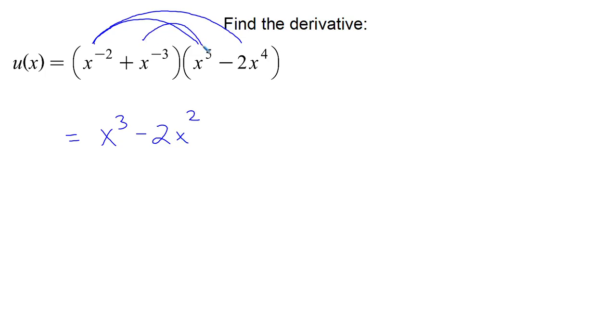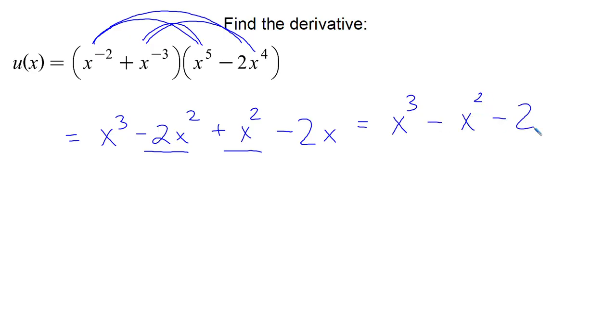When we do x to the negative 3 times x to the 5th, we'll just, again, add the exponents. So plus x squared, and x to the negative 3 minus 2x to the 4th. We'll keep the minus 2 and add the exponents to just get minus 2x. And we'll combine the like terms, x cubed, and then negative 2x squared plus x squared should just be a negative x squared, and then minus 2x.